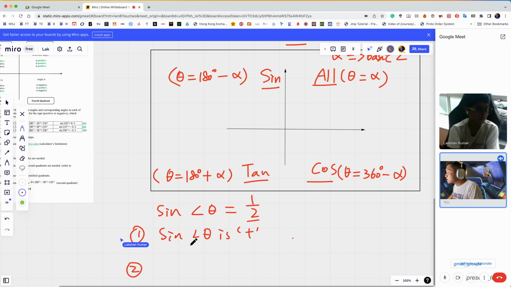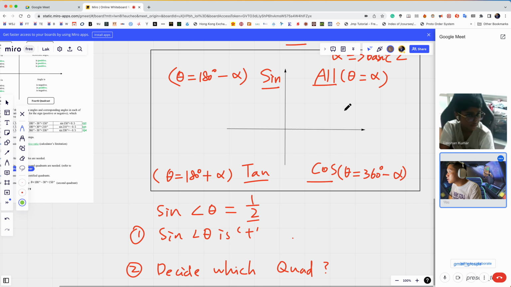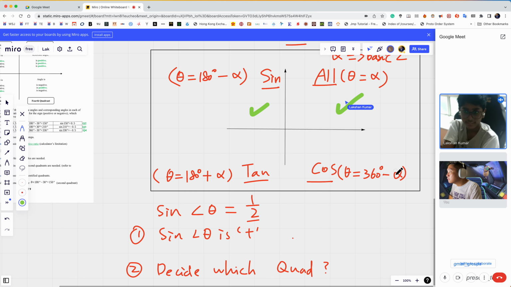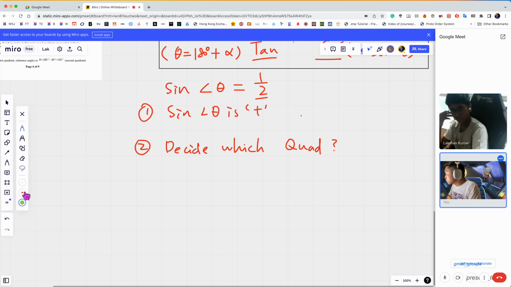Step two: since sine theta is positive, you have to decide which quadrant it is in. So for sine positive, which quadrant? Can you make a guess? Sine positive is in the second quadrant. It's actually two quadrants, the all and the sine. All is positive. So now let's move down. Decide which quadrant. So two quadrants, the sine quadrant and the all quadrant. I should write the all first.